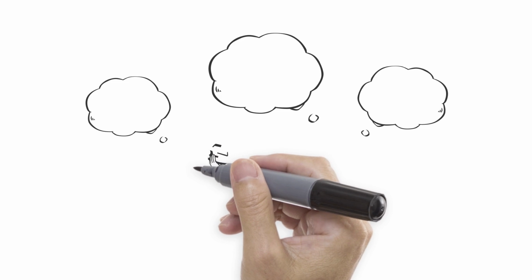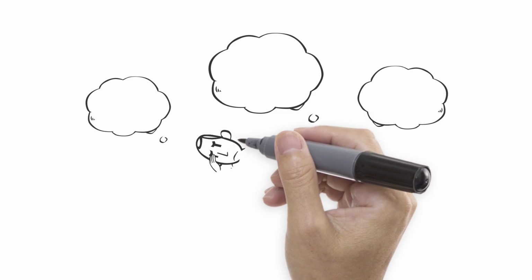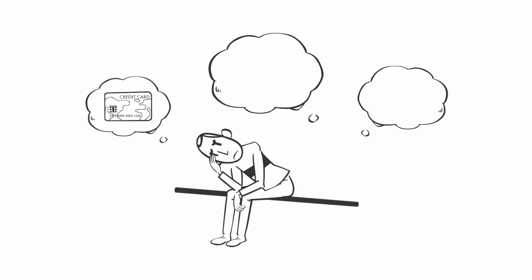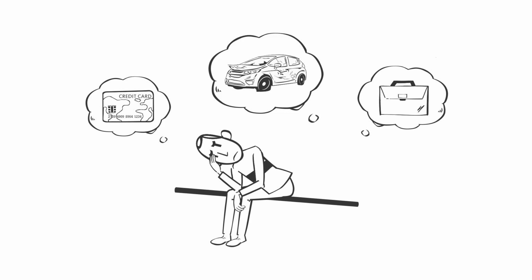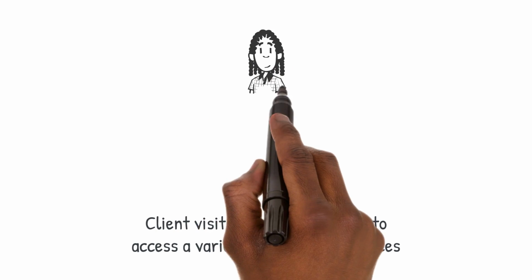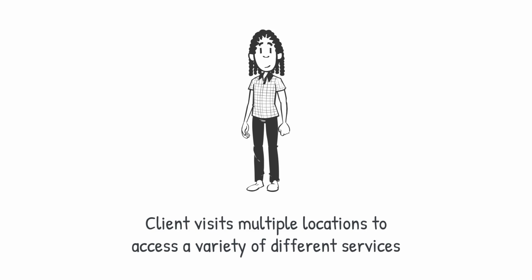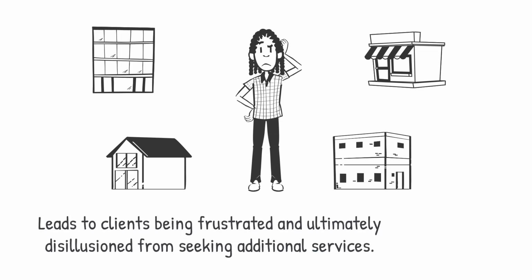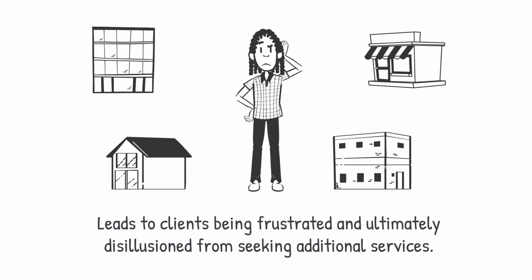One financial upheaval, like a car breaking down, would create a cascade of problems, bringing clients further into crisis, amplifying already strained financial situations. Another barrier we discovered was that, oftentimes, a client would need to visit multiple locations to access a variety of different services. This led to clients being frustrated, stressed, resigned, and ultimately, disillusioned from seeking additional services.